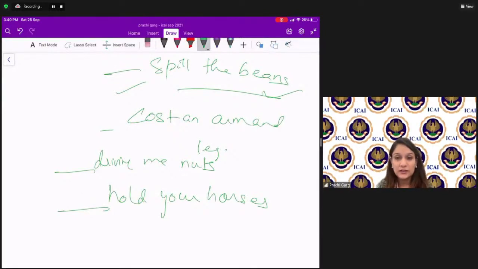Cost an arm and a leg. That means I'm talking about something which is very expensive. So if I want to use it, instead of saying that the car is so expensive, I can say the car is going to cost me an arm and a leg. That means it is so expensive that I cannot even think to buy, right?